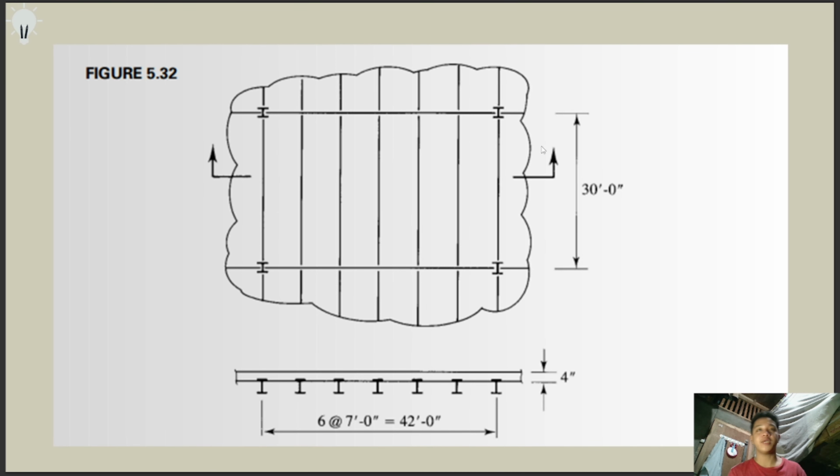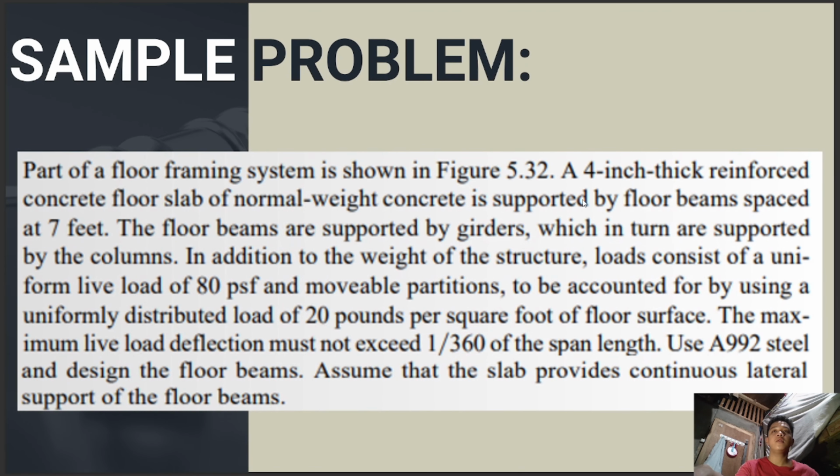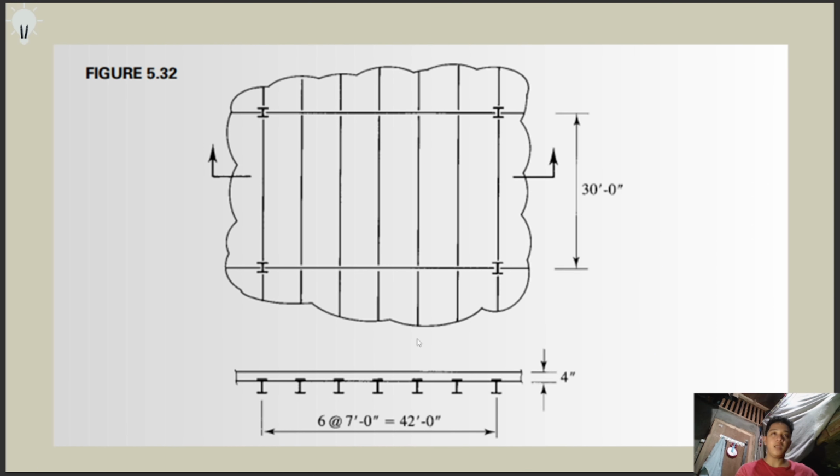This figure is the section, and this is the top view. It is composed of an area with 30 feet. Then these are the columns. So here is the cross-section, the slab, supported by 1, 2, 3, 4, 5, 6, 7 beams. These are the I-beams, or floor beams.